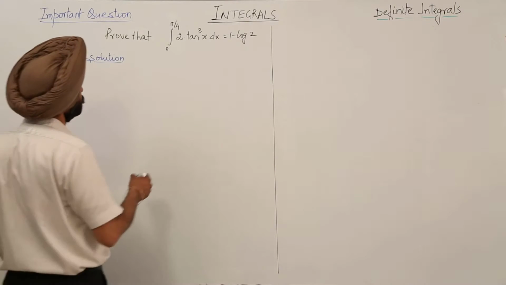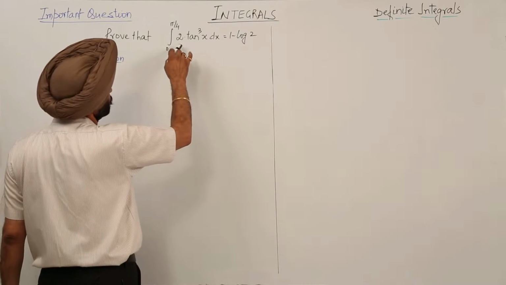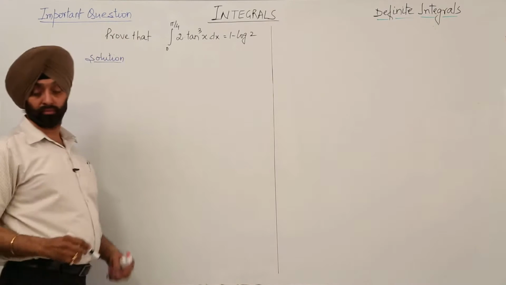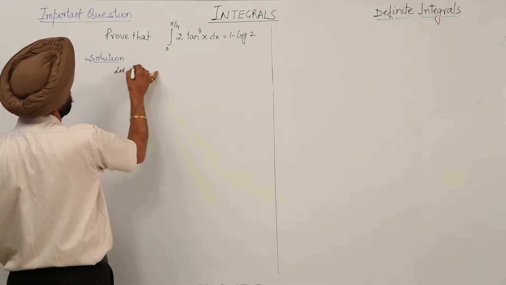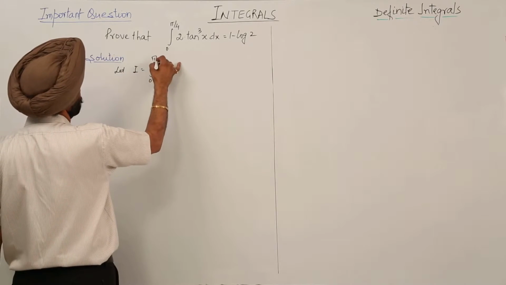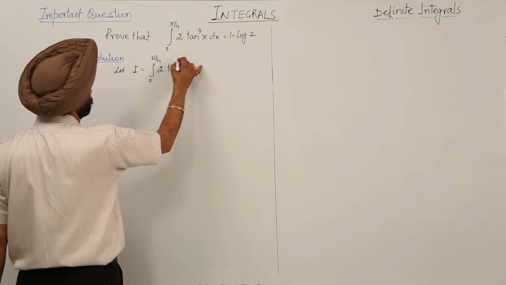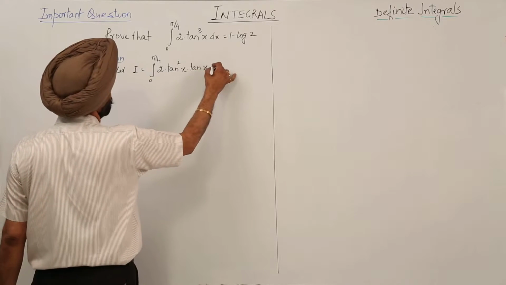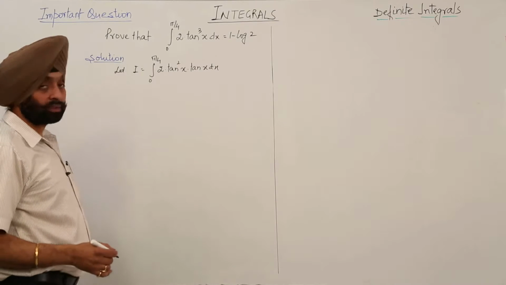Here we have to prove that the integral from 0 to pi by 4 of 2 tan cube x dx is equal to 1 minus log 2. Okay, so now let the integral from 0 to pi by 4 of 2 tan square x tan x dx. To tan cube x I have written 2 tan square x tan x.